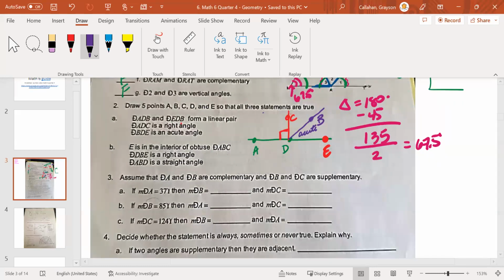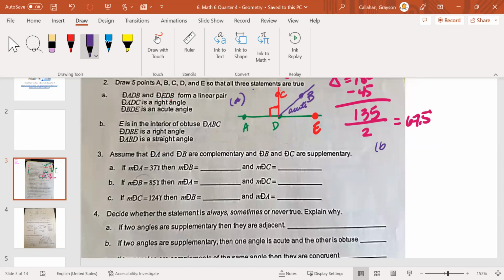Okay, so now we're going to go on to B. So this is A. We're going to put B over here, okay? E is in the interior of the obtuse angle ABC. So here's A, B, C. There's ABC, right? E, so this will be E. That's on the inside, right? DBE is a right angle. So then let's make this one right here DBE. Okay, hold on a second. Is a right angle. So then we'll put D right here, DBE. That's a right angle, right?